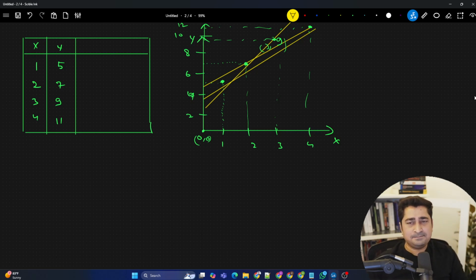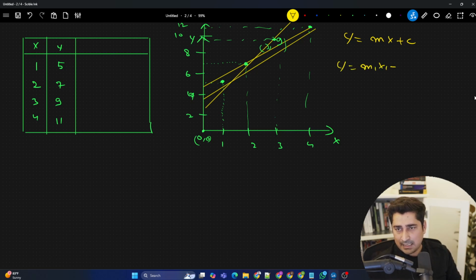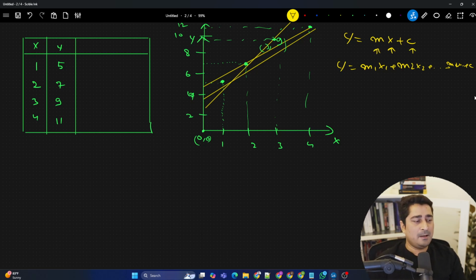And at the end of the day, the equation of a line is going to be y is equal to mx plus c. We just have one value of x. If we have multiple values of x, then in that case it is m1 x1 plus m2 x2 plus up to mn xn plus c. So this is something that I can try to write. But as of now, I just have only one value of x. So this is the equation which comes into the picture. And I have to find out the value of m and the value of c. Now, how will I be able to find out a value of m and a value of c over here?